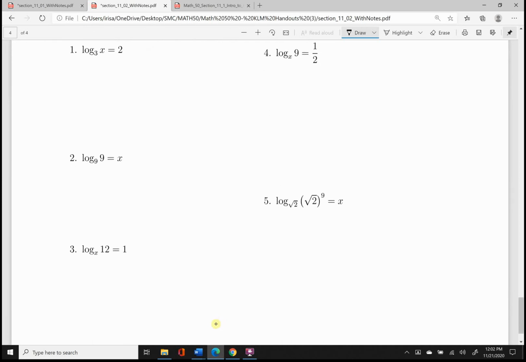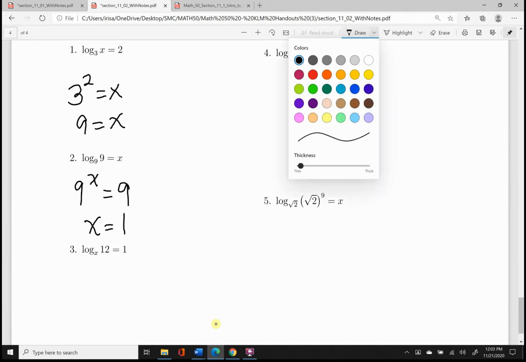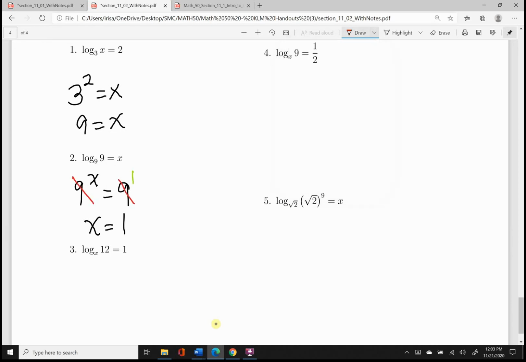For number 1, the base is the base. So this is equivalent to 3 to the second power equals x. Cute. What's 3 squared? No problem. That's 9. 9 equals x. Done deal. All right, number 2. 9 to the x power equals 9. What does x have to be in order to make this true? X equals 1. No biggie. You can think of this as dropping the base, having a secret 1 in this position right here, right? If you like. Or just say, well, what exponent has to be here in order to make this true? It's got to be a 1.